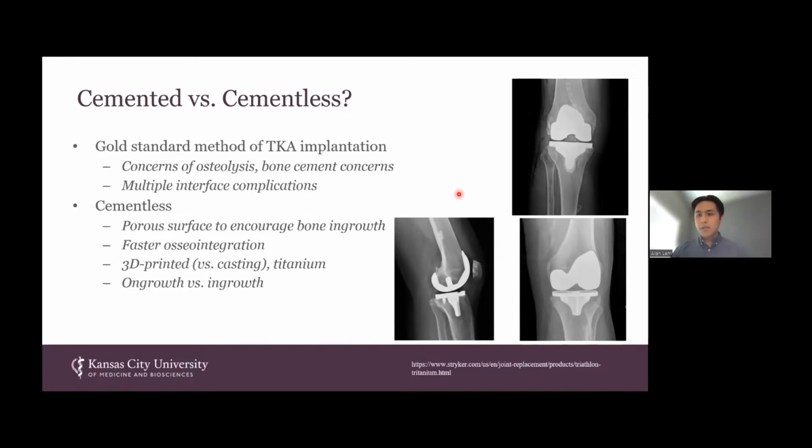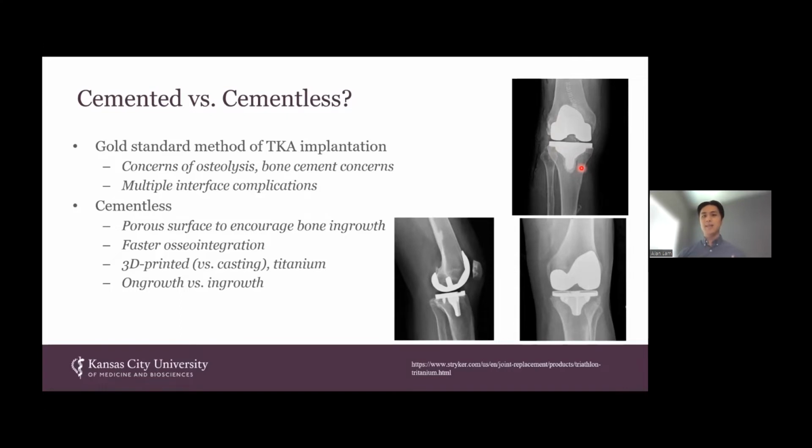I want to refer you to the figure on the upper right here. This is an x-ray of a total knee replacement in the knee. You can see this slight white discoloration on the proximal tibia. That's the evidence of the bone cement that's used to facilitate seating of that implant into the bone.